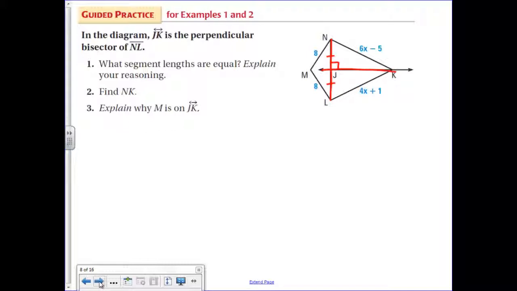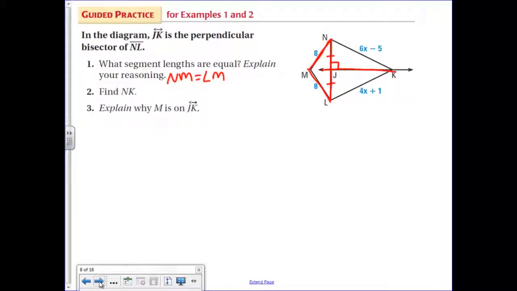What segment lengths are equal? And explain your reasoning. Raise your hand and tell me what segment lengths are equal. NM equals LM. Good, because those are both marked with 8.